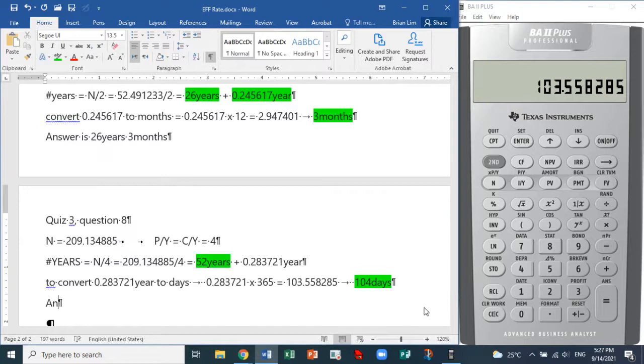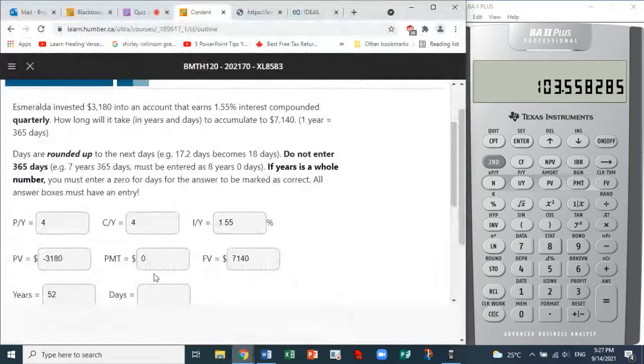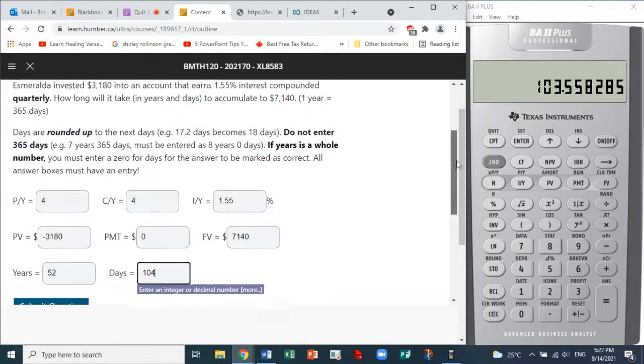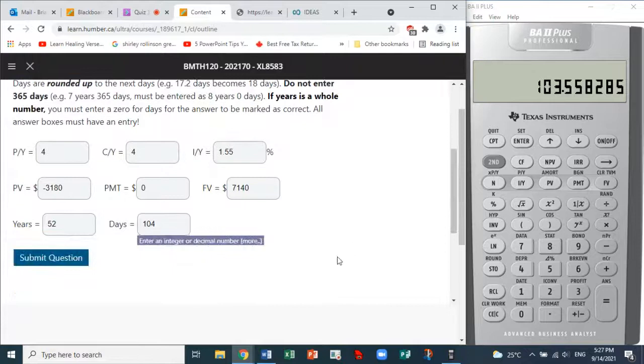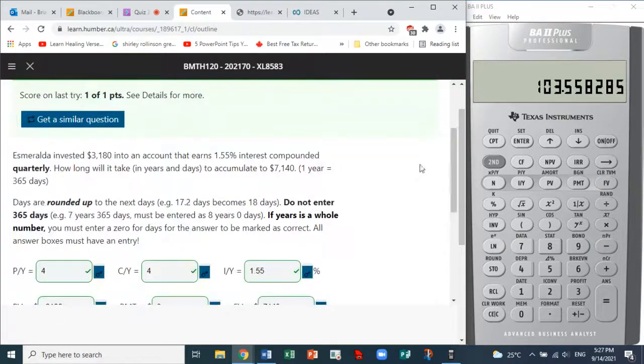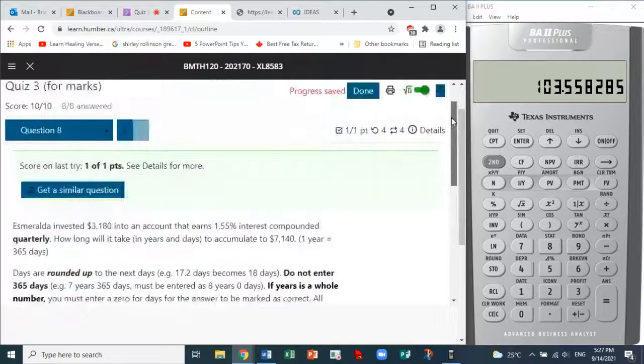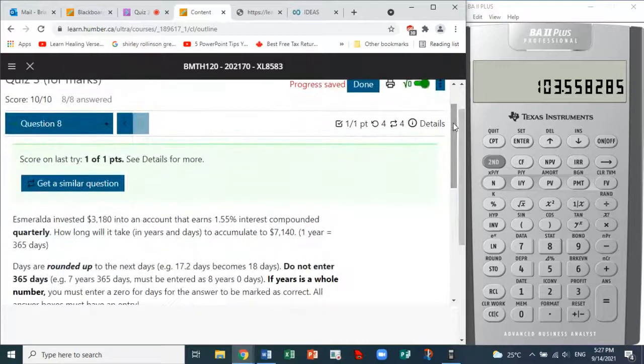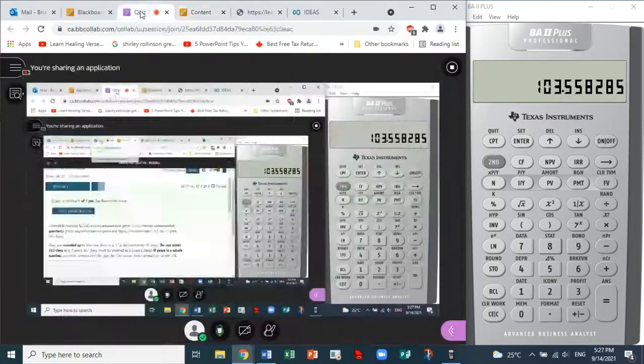All right, so the complete answer is 52 years and 104 days. All right. Okay, let's take off the markers. So 104, that should be the answer. Any part of a day becomes a full day. All right. Okay, so I think that should be correct. Let's see. We submit and we are correct. And that brings us to the end of the quiz.